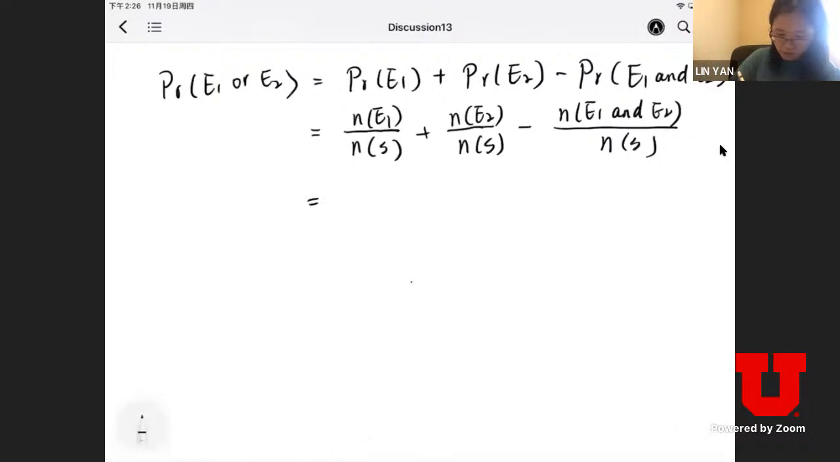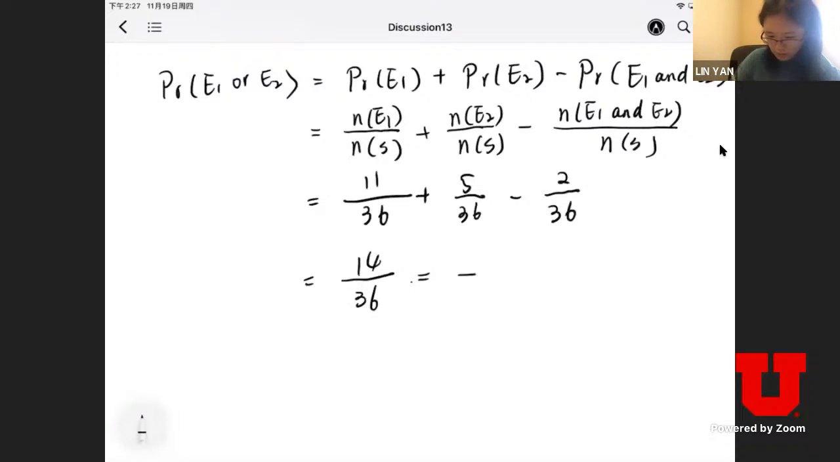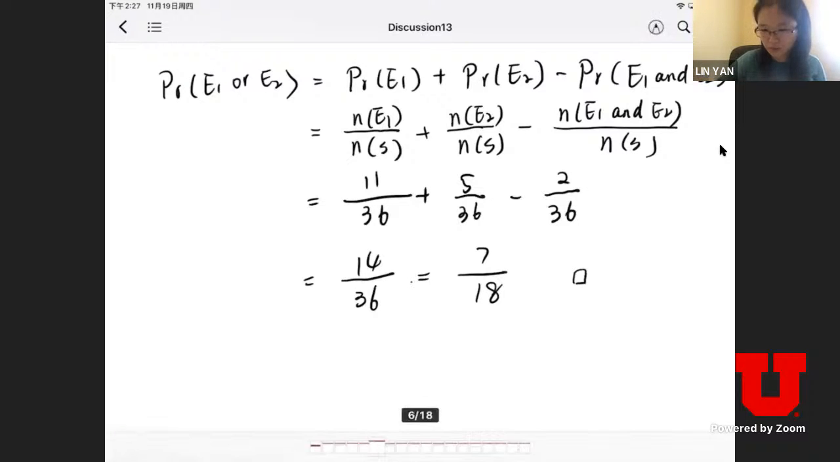So then we need to use all the values in these functions. It is equal to 6 plus 5 minus 2 over 36. And it is equal to 14 over 36, which is equal to 7 over 18. And we are done with this question. Any questions so far? Great. Let's go to the next one.